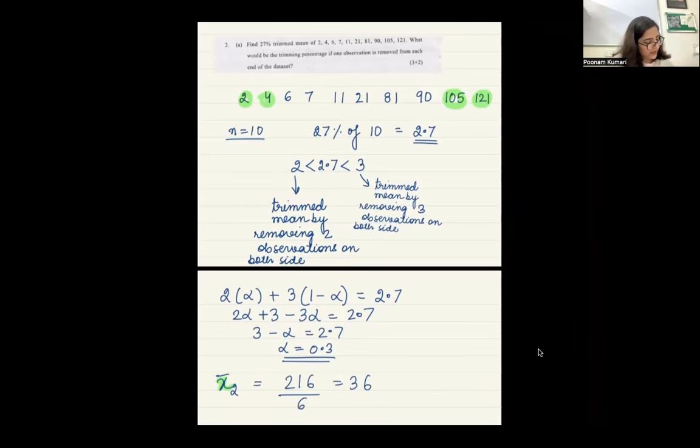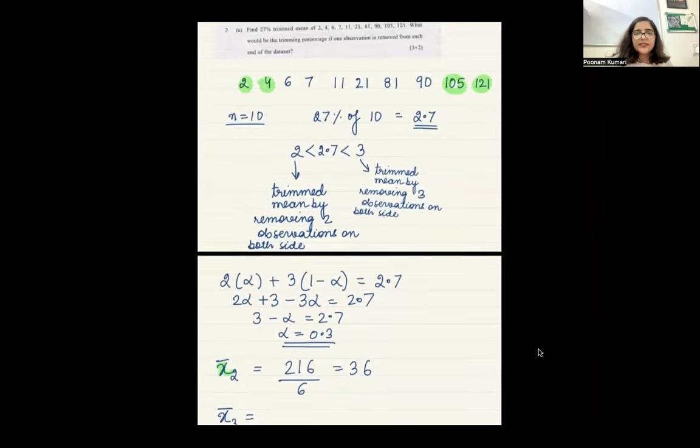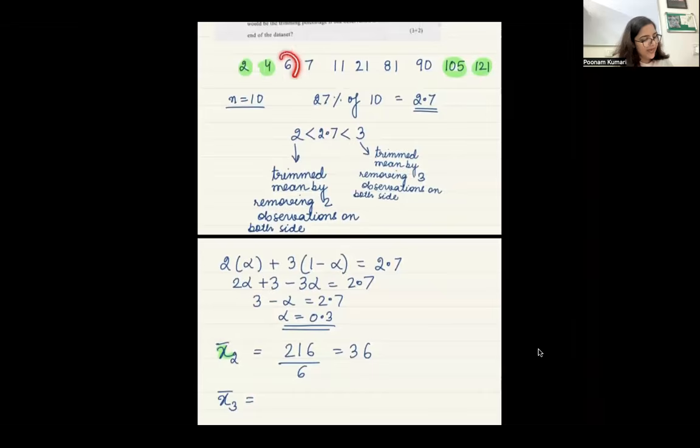Yes, ma'am. Okay. Now, the trimmed mean when we remove 3 observations. What do we get? I have to remove 6 and 90. So basically I have to remove 96 from 216. What do I get? I get 120. And how many observations are left? 4 only. So divide by 4. What do I get? 30. Right? Are you also getting the same?